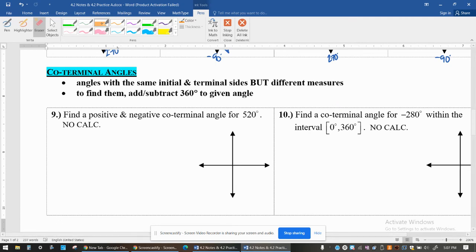So they have the same initial, and let me get my coordinate. Here we go. Same initial and terminal sides. So that's important. But they have different angle measures.